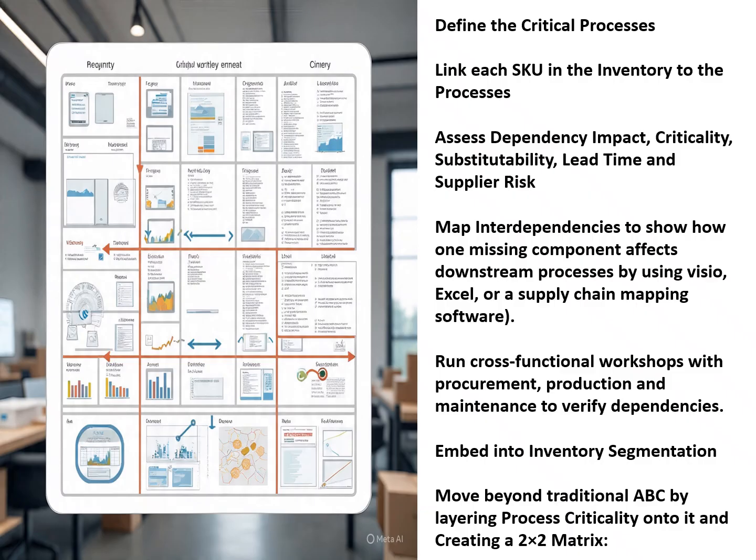Then map interdependencies to show how one missing component affects downstream processes by using Visio, Excel, or supply chain mapping software. Then run cross-functional workshops with procurement, production, and maintenance to verify dependencies. Embed into the inventory segmentation, and then move beyond traditional ABC by layering process criticality into it and creating a 2 by 2 matrix.